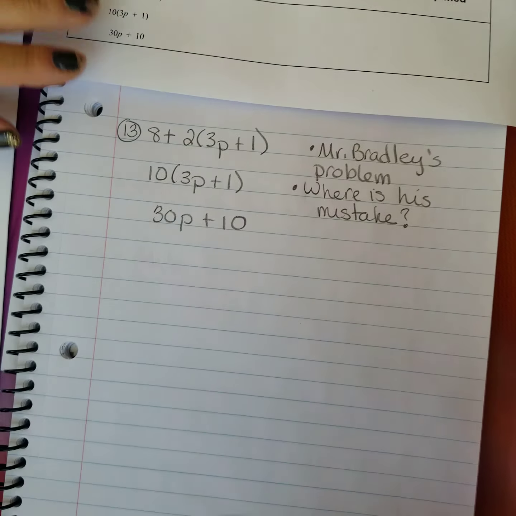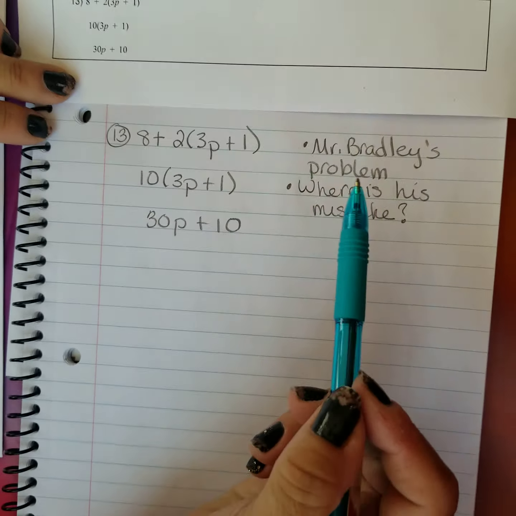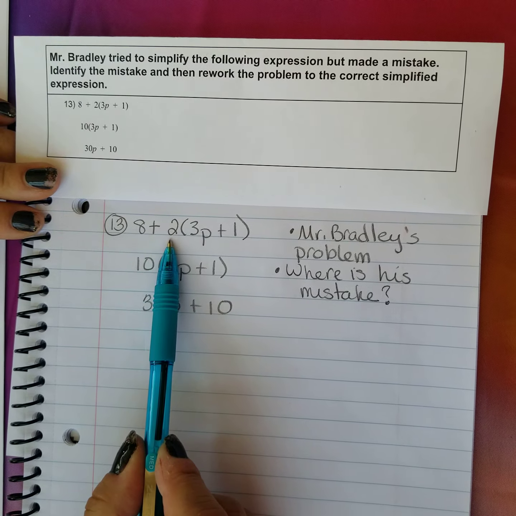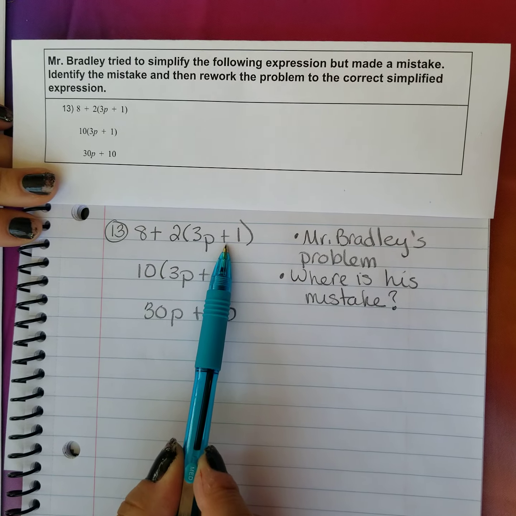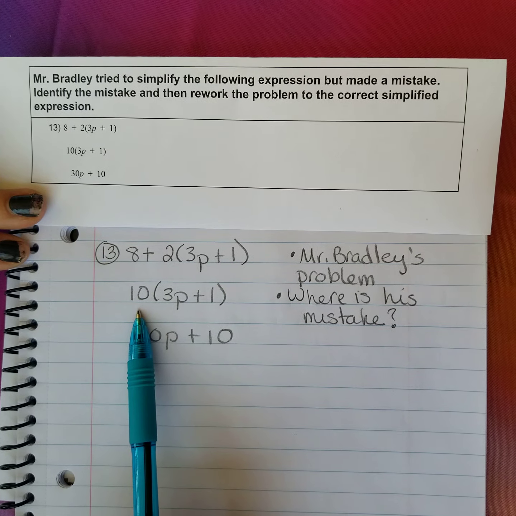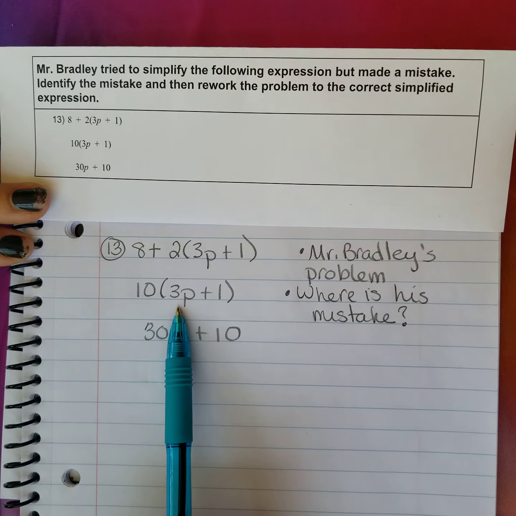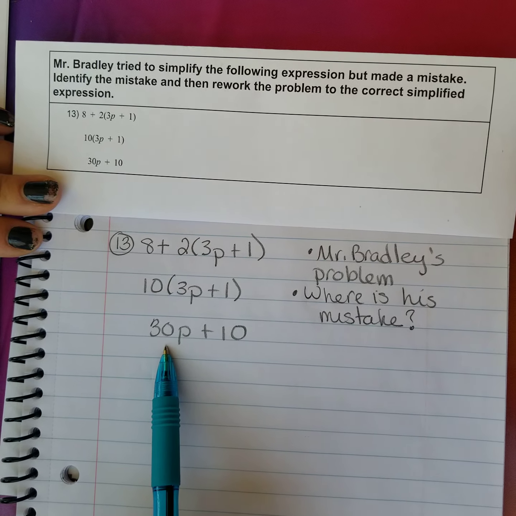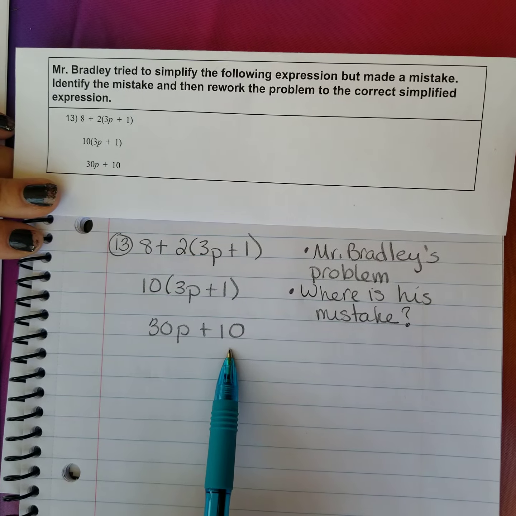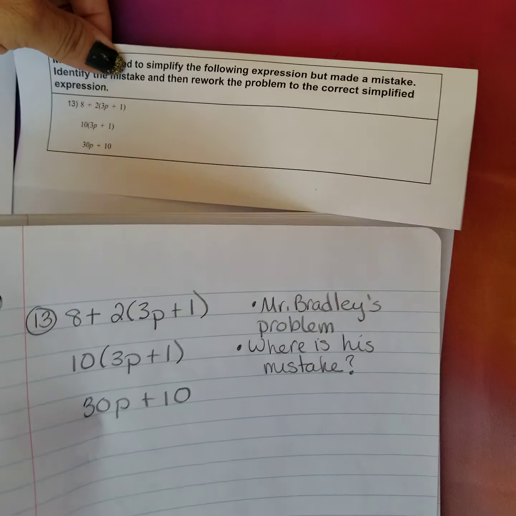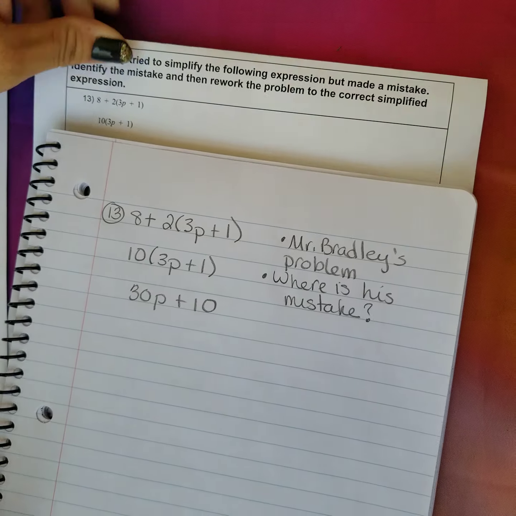So here's Mr. Bradley's problem. Mr. Bradley's problem is 8 plus 2 times 3p plus 1. Now, this is how he solved it. 10 times 3p plus 1, and then he distributed 10 and did 30p. 10 times 1 is 10. Well, he made the mistake. Where's his mistake? Do you see it?